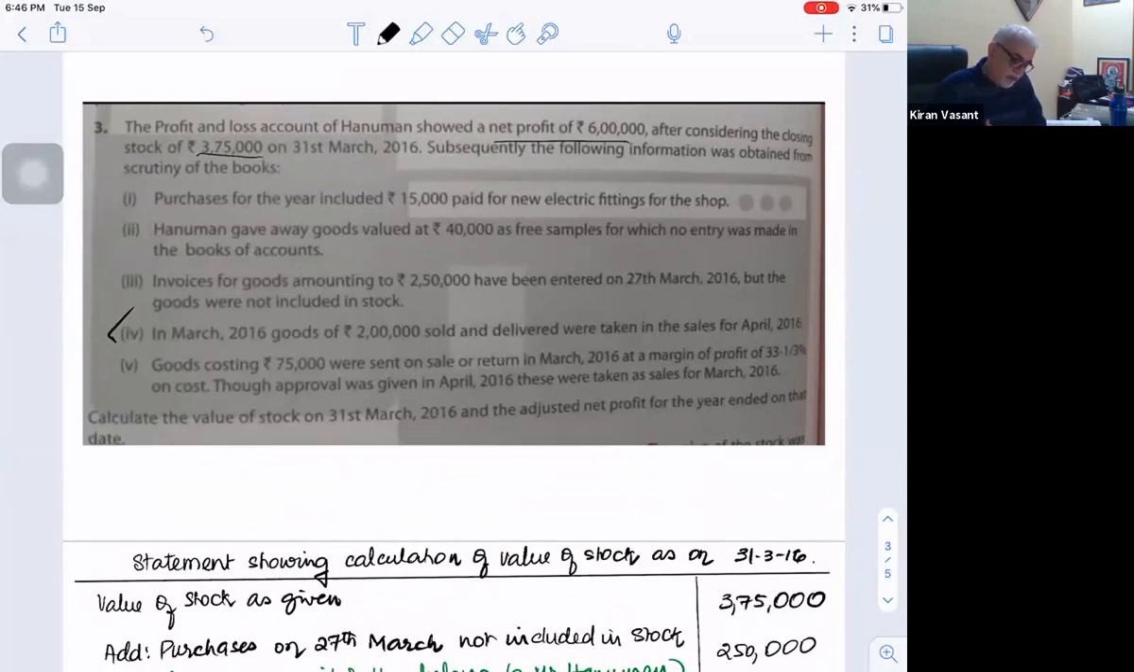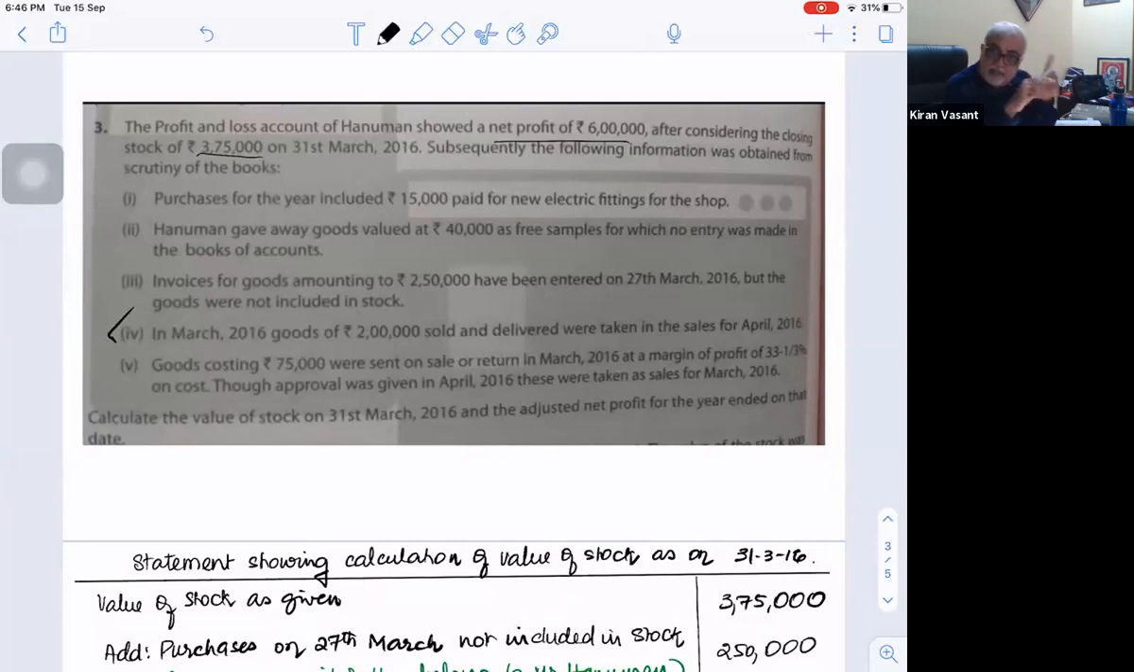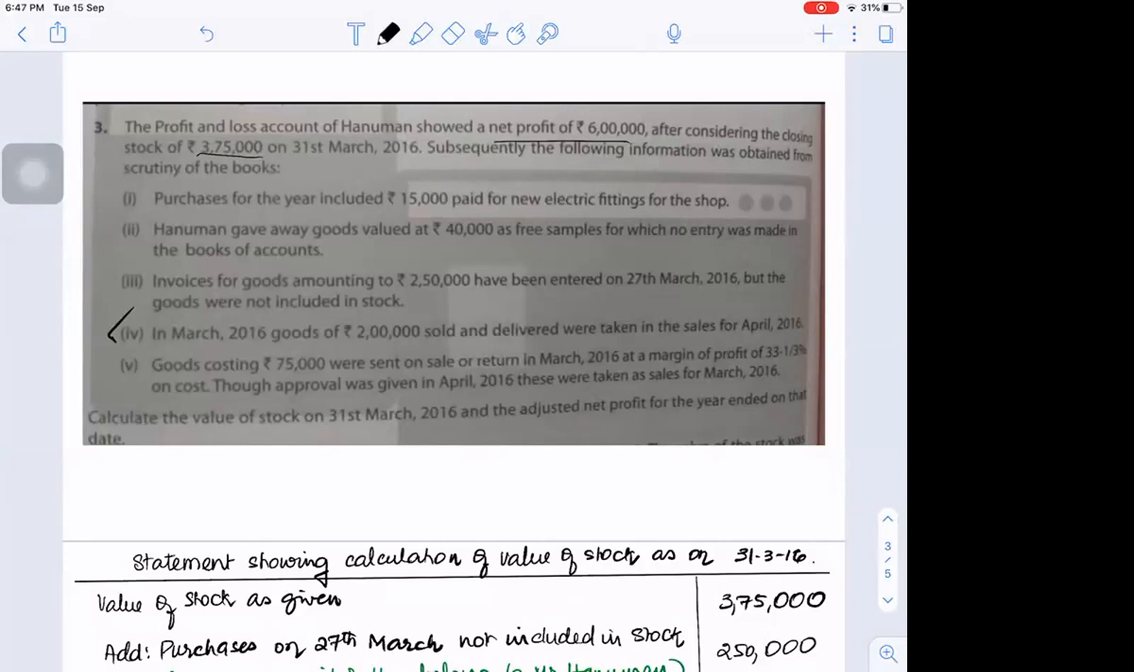Purchases of goods included 15,000 paid for new electrical fittings. Is purchase an expense or income? Expense. You increase that expense by showing electrical fittings also. Electrical fittings should go to the balance sheet. So your purchase was taken more. If your purchase is taken more, what happens to the profit? It decreases. So we'll reverse that.